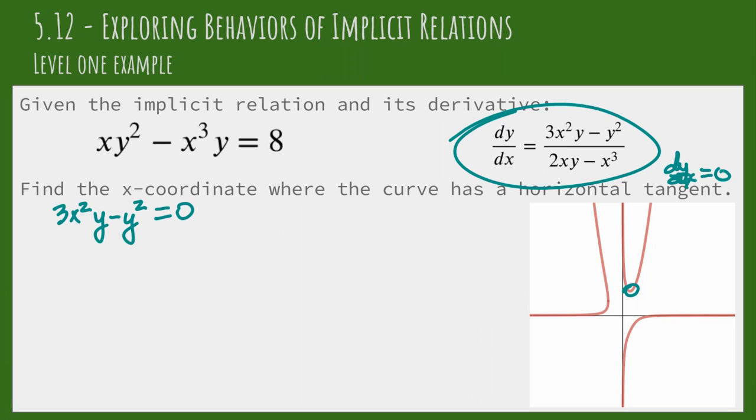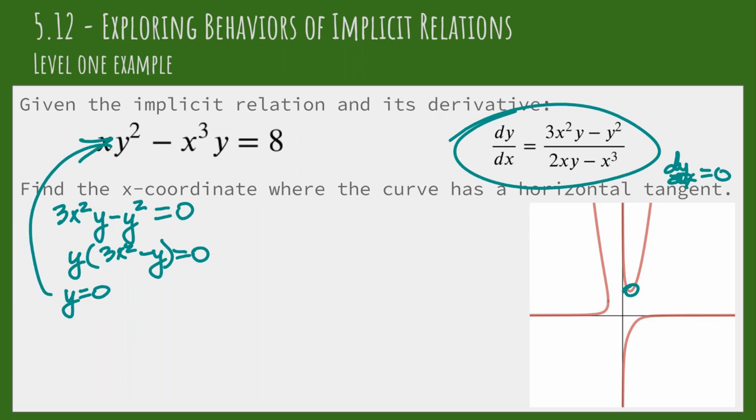And then I want to solve. The problem that we have here is we have a single equation that has x's and y's in it, and we want to solve for, well, particularly the x-coordinate, but we need to solve this equation. And we can't do it exactly. We can get closer, so we can factor out a y. And if we do that, we get y times 3x squared minus y is equal to 0. So that actually does give us one solution. So one solution is going to be when y is equal to 0.